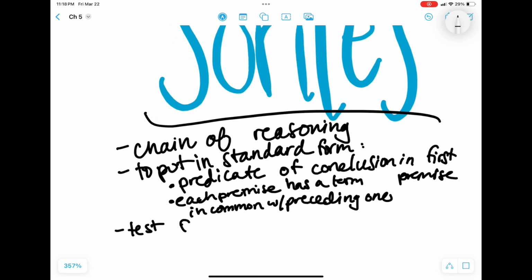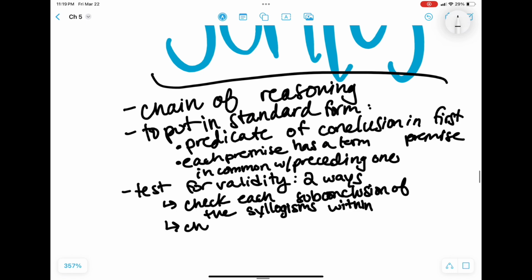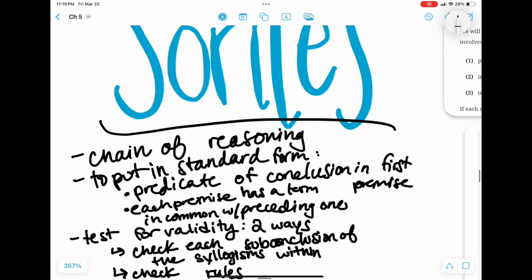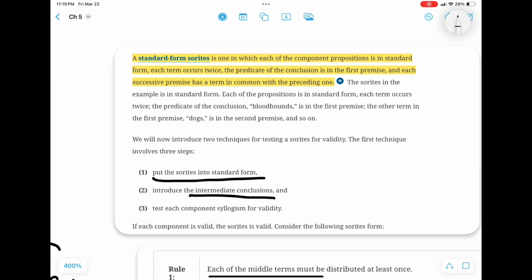And then in order to test if a Sorites argument is valid, we have two different methods that are spelled out in the text. First, we can check each sub-conclusion along the way according to this standard way of checking a syllogism for validity. We can use the rules, or we can use Venn diagrams. Also, there are rules that are particular for Sorites that are spelled out in your textbook.